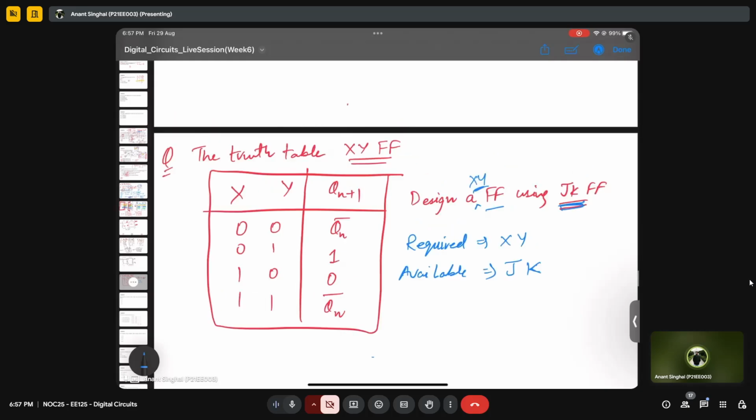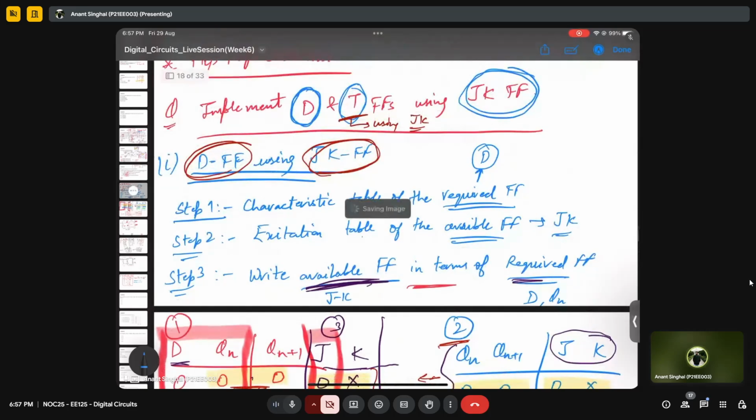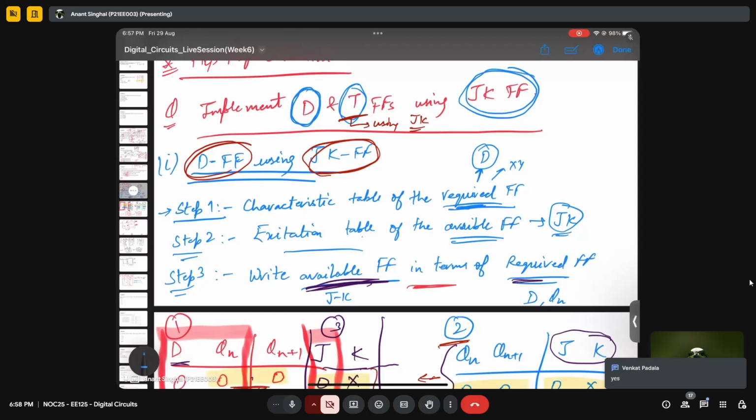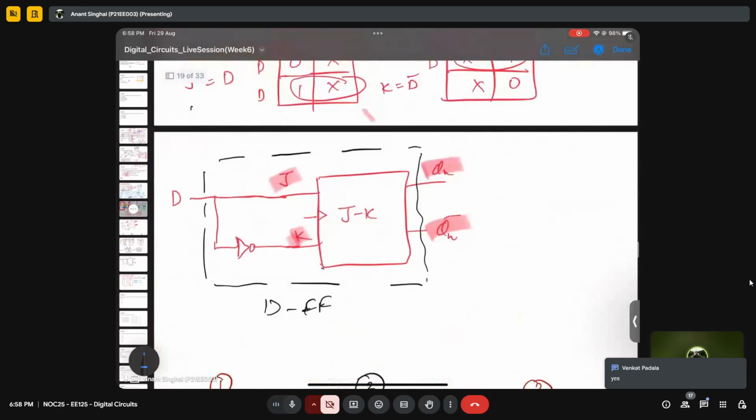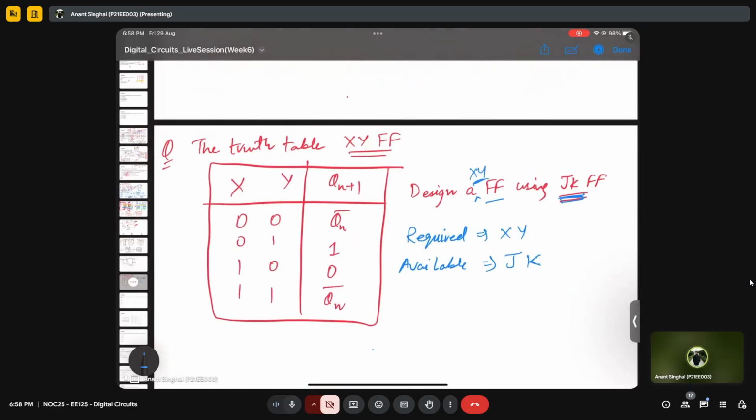Now based upon the steps, these 3 steps: step 1 is make the characteristic table of the required flip flop, in that case it is XY. Step 2 is the excitation table of the available, in that case it is JK, and step 3 is write in terms of that. Do you want to try it? I think it would be a good exercise. Are you able to understand the question now? Just try it out. Take 5 minutes and let me know the answers that you are getting.